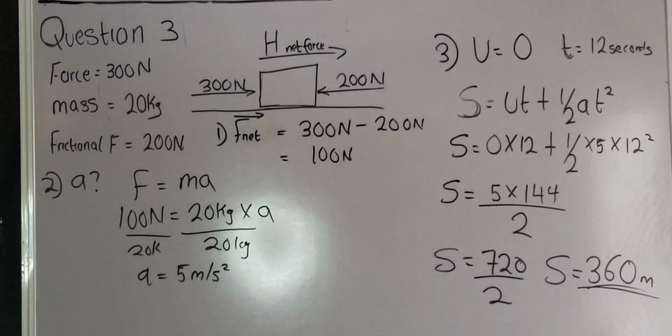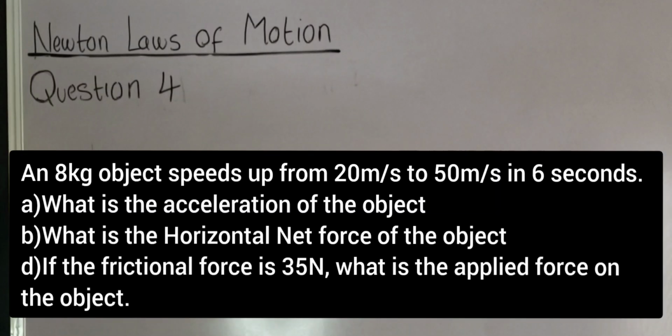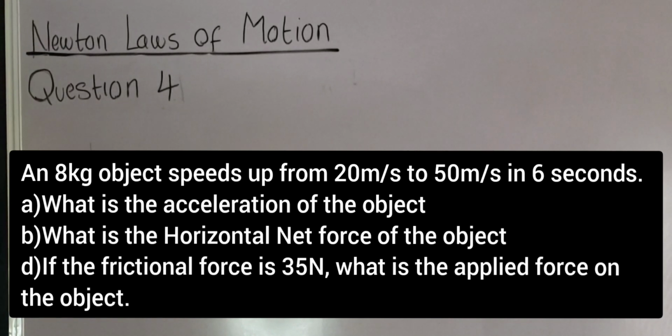Okay, now let us proceed to the fourth question. An 8 kilogram object speeds up from 20 meters per second to 50 meters per second in 6 seconds. Question A. What is the acceleration? Question B. What is the net horizontal force on the object? Question C. If the frictional force is 35 Newton, what is the applied force on the object?